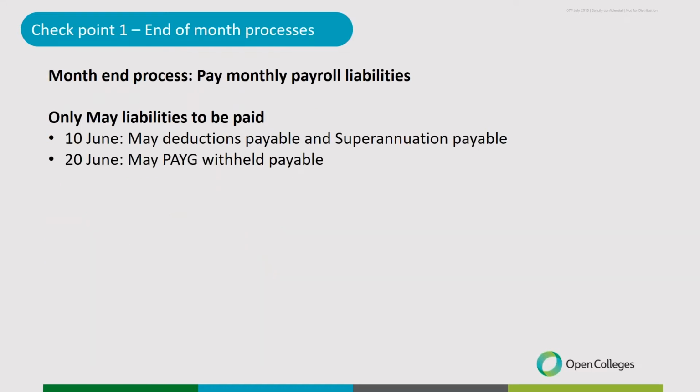So first of all, we are going to go on to checkpoint number 1, which is the end of month process. At the end of the month, Capsicum will pay May liabilities only. Some students are paying May and June liabilities. Oh, and my payroll liabilities, I can't reconcile. But that's because you might have paid too many liabilities. Capsicum pays only May liabilities. So all you have to do is, on the 10th of June, you will pay May deductions and superannuation payables, and on the 20th of June, May pay-as-you-go withholding payable.